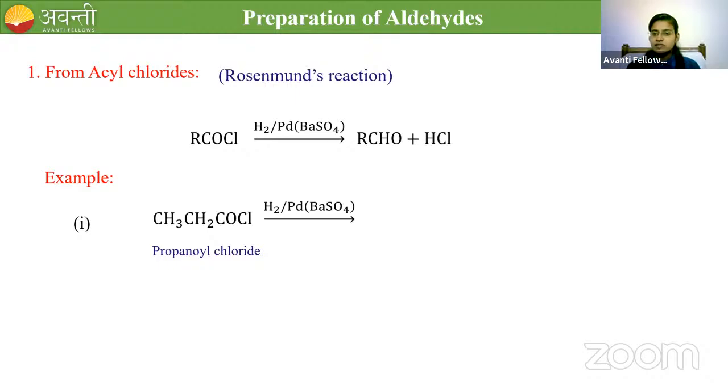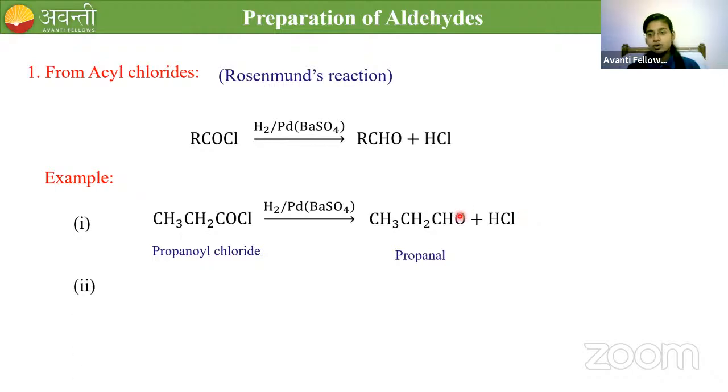Very good, Sunanda Kumari. The answer is correct. Yes, Rohit, it is CH3CH2CHO. We have 3 carbons, so it is called propanal. From propanoyl chloride, we will get propanal. The COCl part will be converted to CHO.